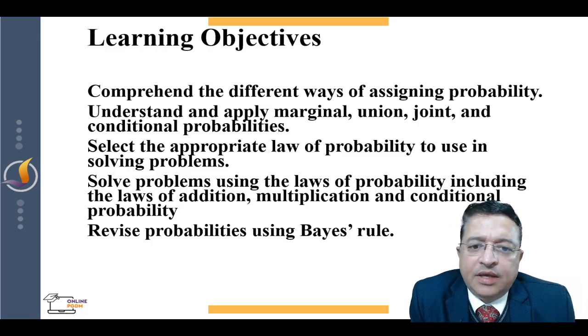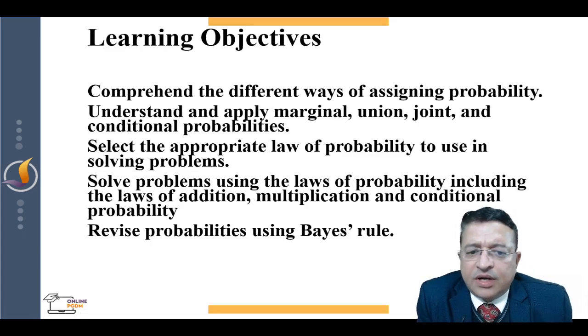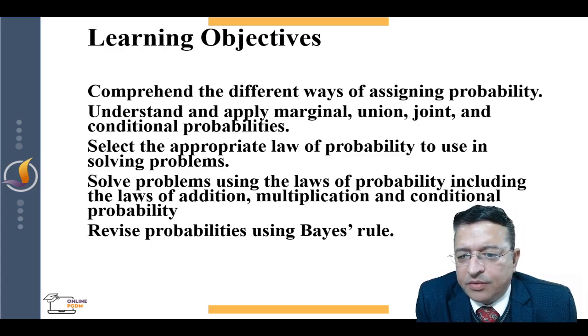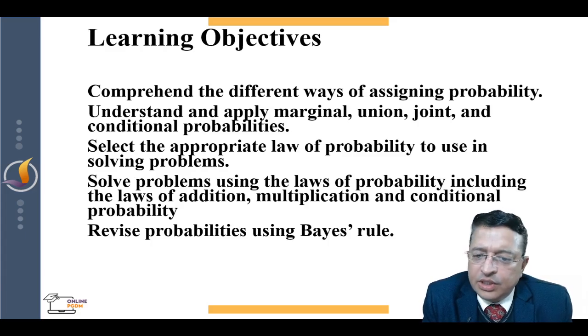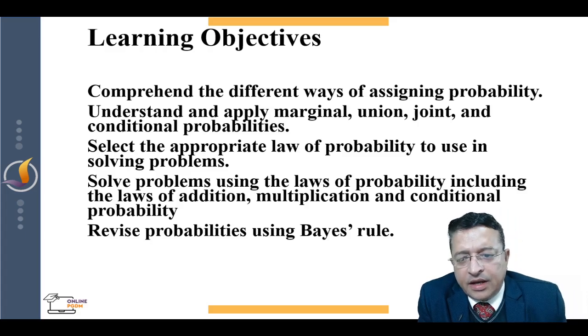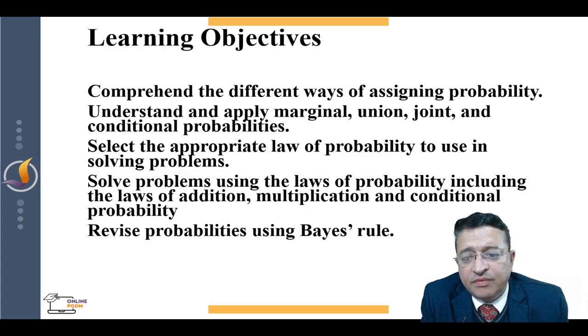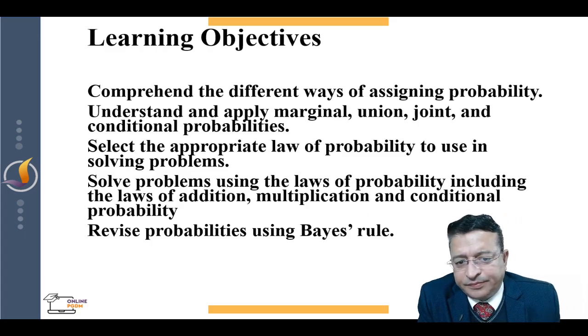We will see the different ways of assigning probability. We will try to understand the different types of probability, like marginal, union, joint and conditional probability. Then we will see the different laws of probability which we need to use to solve problems related to probabilities. And then we will see in some cases when we have to revise the probability, and how we do that.